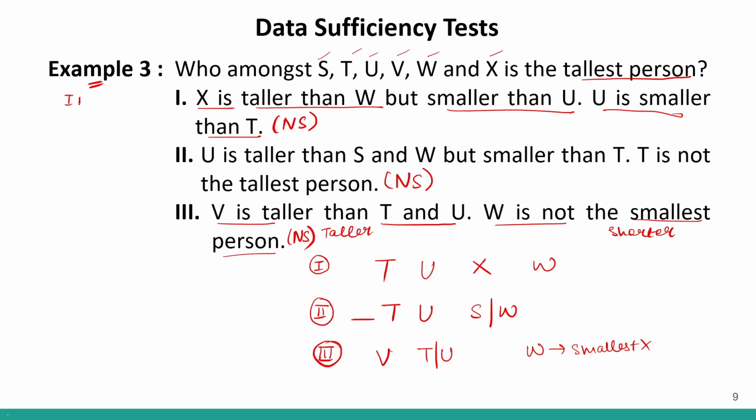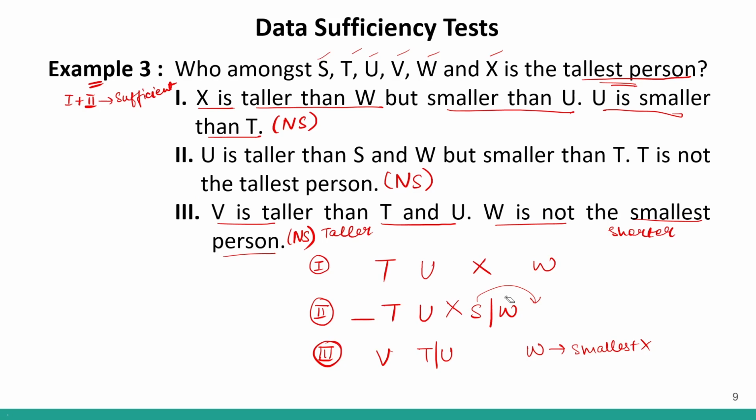Now I am combining 1 and 2. I can see the positions of T, U, X, and we know X is taller than W, so X will come over here. But we don't know whether S will come over here or over here. This much information is not known to us. But we have to find the one that is the tallest. Based on 1 and 2, only one position remains, so V will be the tallest. V will be over here. So I can say 1 and 2 is sufficient. Correct?